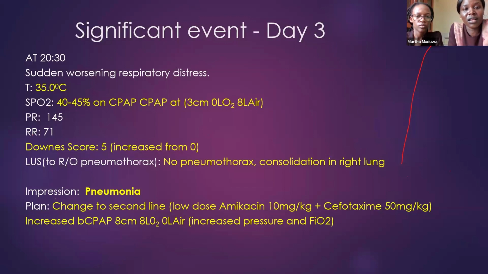That called us to improve on the settings of the CPAP. And then the baby was diagnosed with a pneumothorax. There was no pneumothorax and consolidation in the right lung. The impression here was pneumonia. And then the plan of management, we had to change the baby to second-line antibiotics, low dose of amikacin, cefotaxime, 50 milligrams per kg. And then we had to increase the pressure, the oxygen that we're delivering to the baby with 0 air.